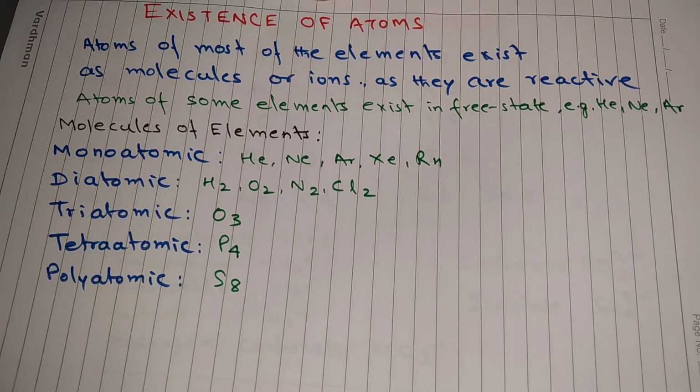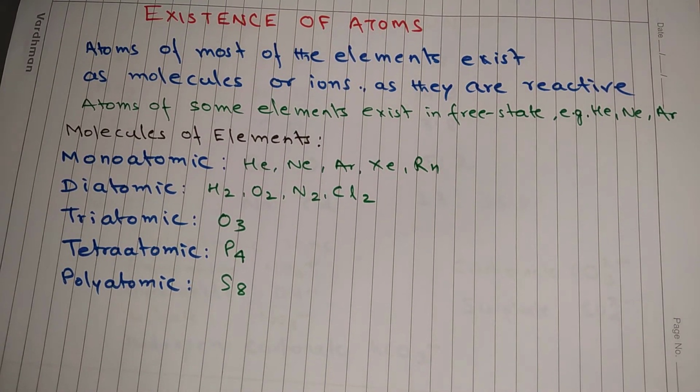Existence of atoms. Atoms of most elements, as I have said earlier also, exist as molecules or ions because they are reactive. Atoms of some elements exist in a free state because they are non-reactive. So, noble gases like helium, neon, argon exist in a free state. Otherwise, most of the elements exist as molecules or ions.